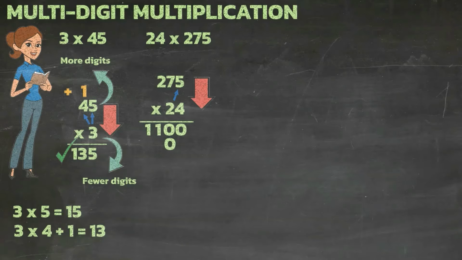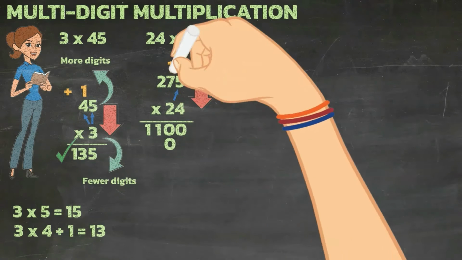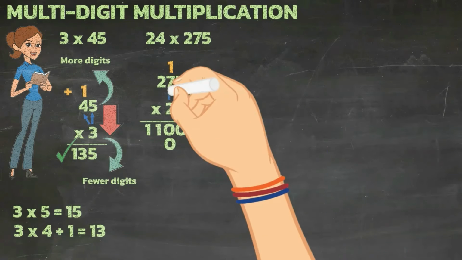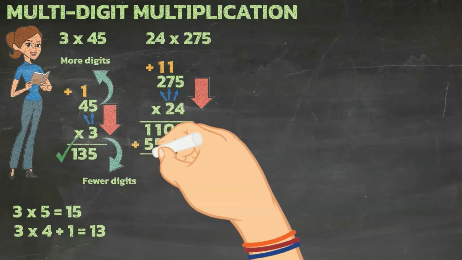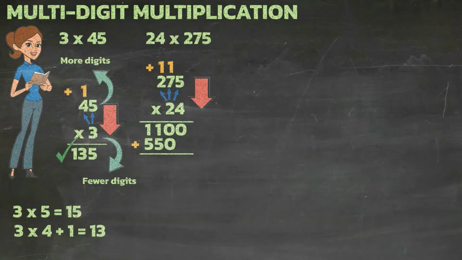Bring down 0. Bring up 1. Next. 2 times 7 equals 14, plus 1 equals 15. Bring down 5. Bring up 1. Next. 2 times 2 equals 4, plus 1 equals 5. Bring down 5. The next step is to add the products following how they are arranged and aligned. Be careful using your calculator in taking the sum of the products.